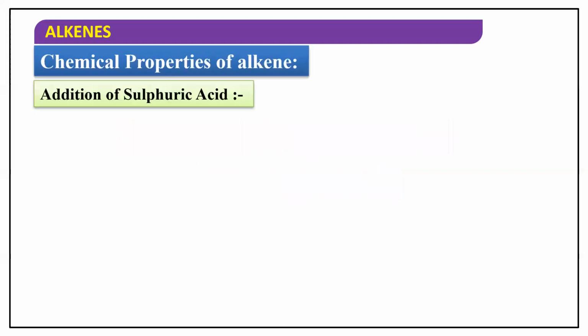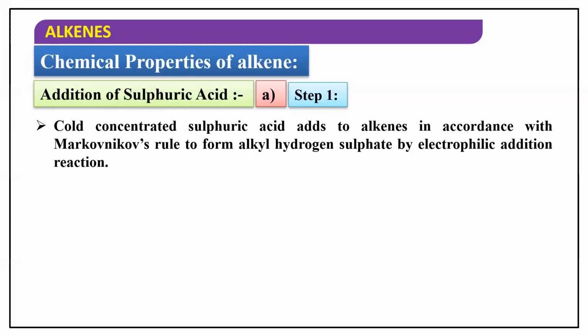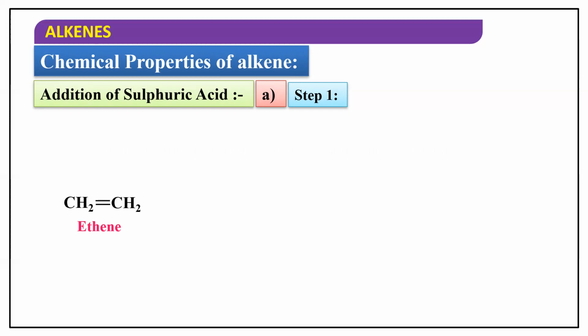The next chemical property is addition of sulfuric acid. So we know sulfuric acid has the formula H2SO4. So how does sulfuric acid add on to an alkene? Cold concentrated sulfuric acid adds to alkenes in accordance with Markovnikov's rule. So this addition is also happening via Markovnikov's rule to form alkyl hydrogen sulfate by electrophilic addition reaction. This is step one. So let's try to see how it actually happens.